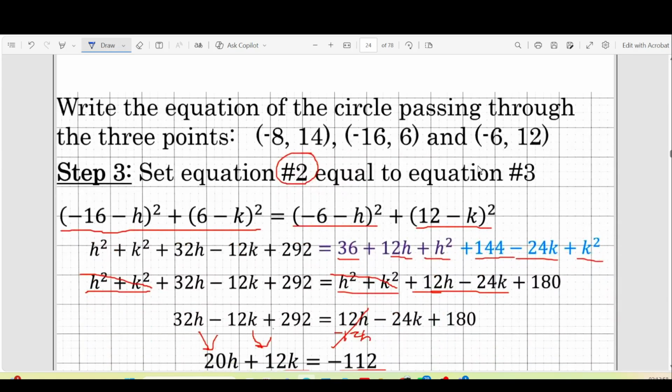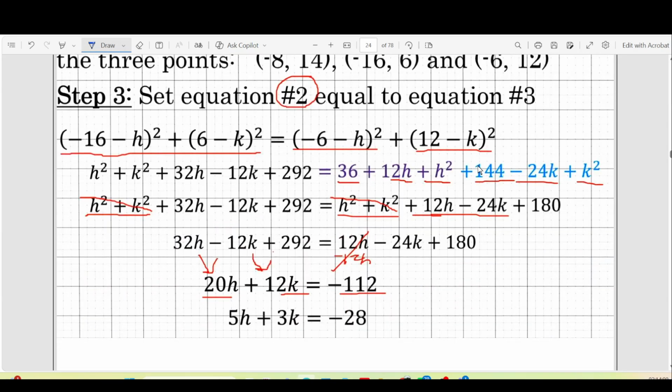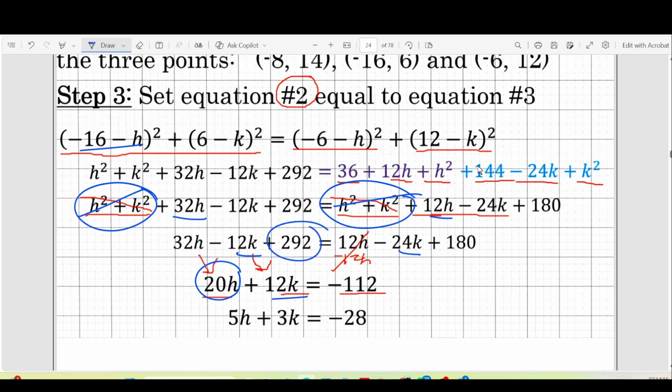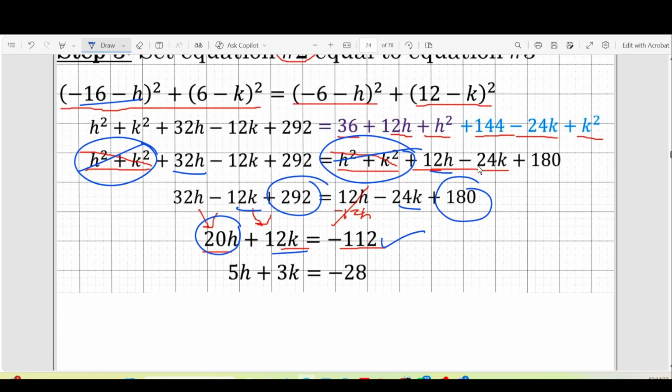And okay, after using this formula, this is what we get. We can cancel h square k square because this is on both sides, and then we subtract this with this, which gives us 20h, and this with this, which is 12k, and this and this. If we just move it to the other side, we will get this. Now we have this second equation, which we got by setting the last two equations equal.